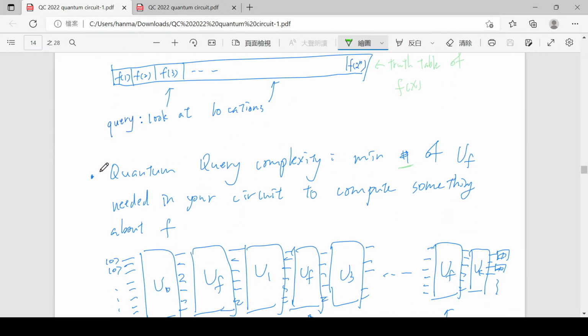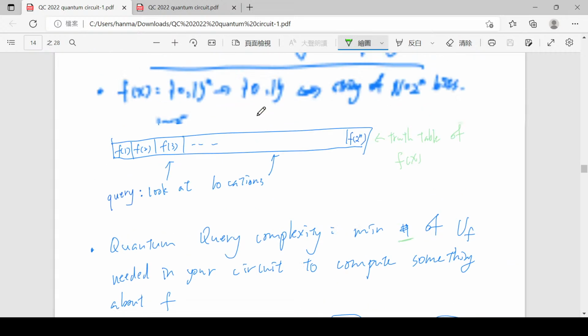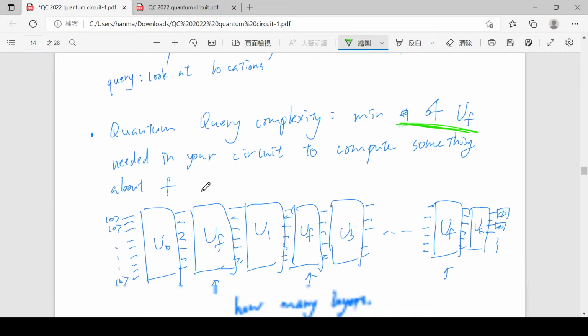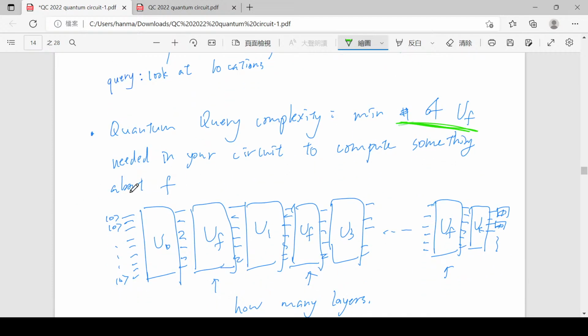So, back to talking about query complexity. Quantum query complexity is the minimum number of queries. We think about the number of queries you need to put in your algorithm to solve the problem. So you want to compute something.